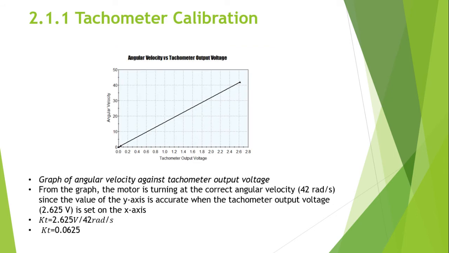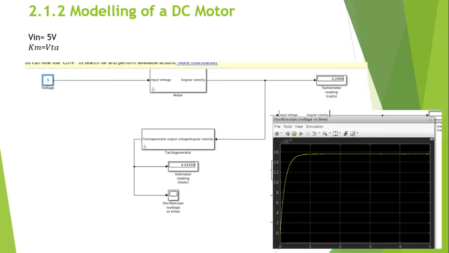To make sure our experiment is correct, we plot a graph of angular velocity against the tachometer output voltage. With that, we calculate the value of the gradient, which is the value of Kt. So we get the value of Kt equal to 0.0625, which is equal to our Kt on the previous slide. So we assume that our experiment is correct. Next, I will move to the topic of modeling of a DC motor.